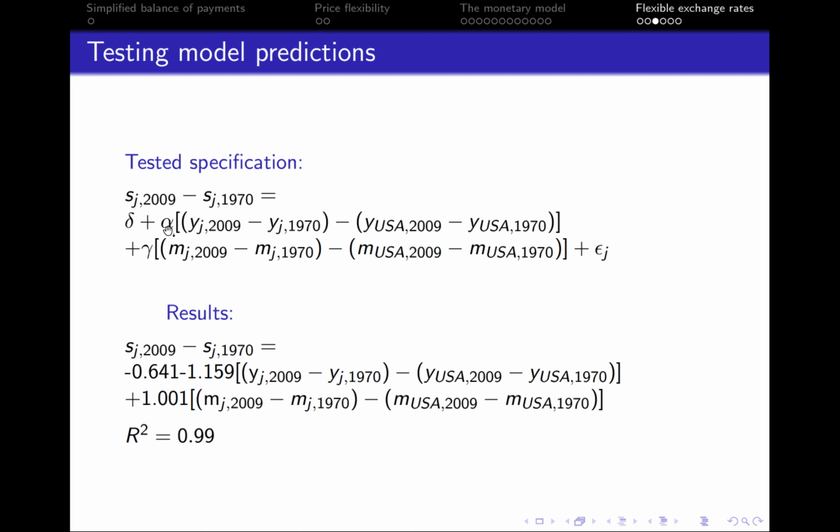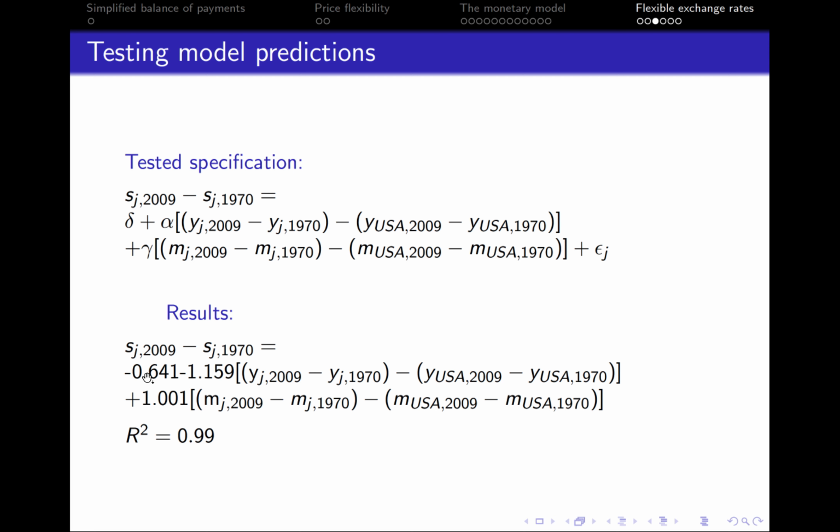And here we've got this parameter alpha. We also got parameter gamma for an expression that has growth rate of money supply in country J minus the growth rate of money supply in US. And now look, after estimating this equation, what do we get? Look, those are the parameters we got.